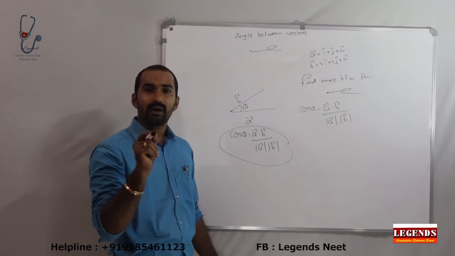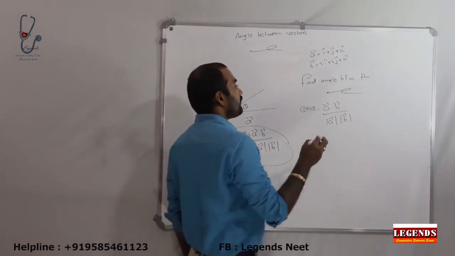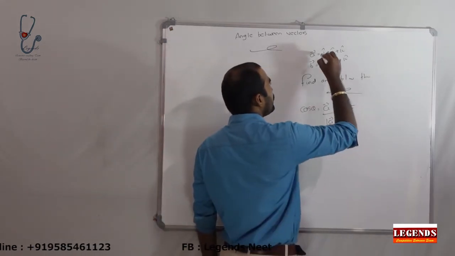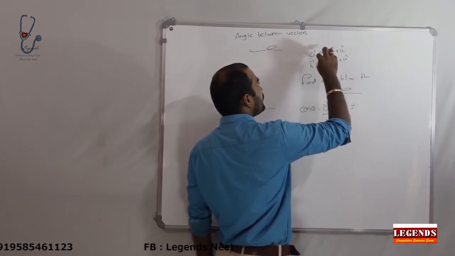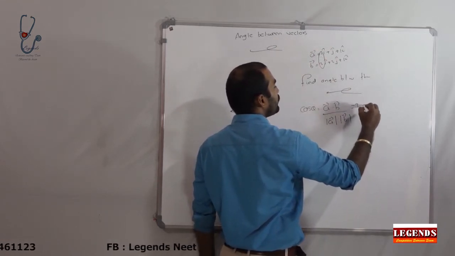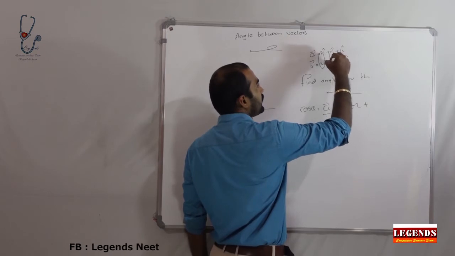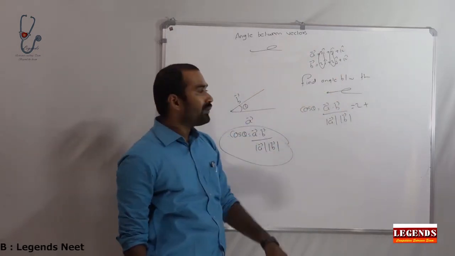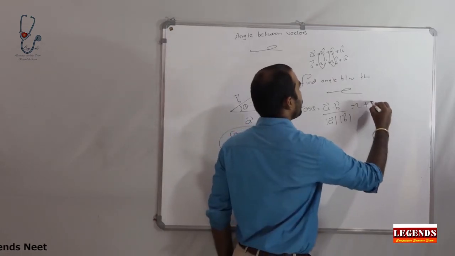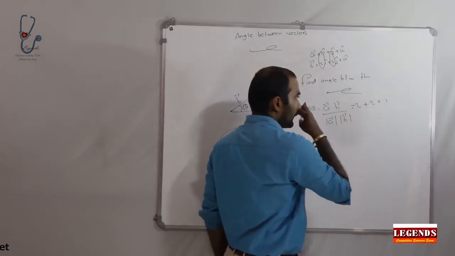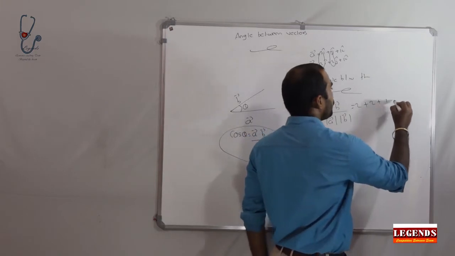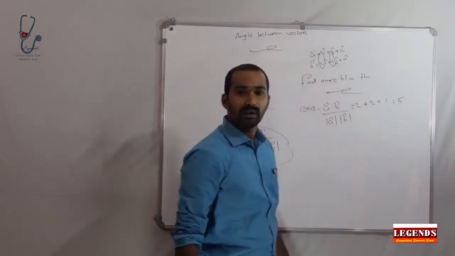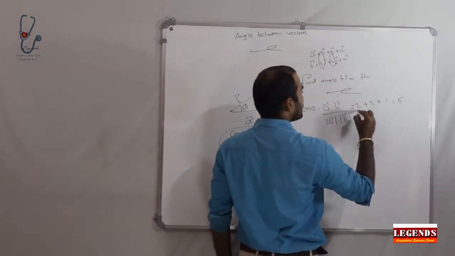First of all, find the dot product of the given two vectors. Here the coefficient of i is 1 and here is 2. 1 into 2 is 2. Then plus, the coefficient of j is 1 and the next one is 2. 1 into 2 is 2. Plus, and last, 1 into 1 is 1. That's the dot product of the two vectors. The answer is 5.